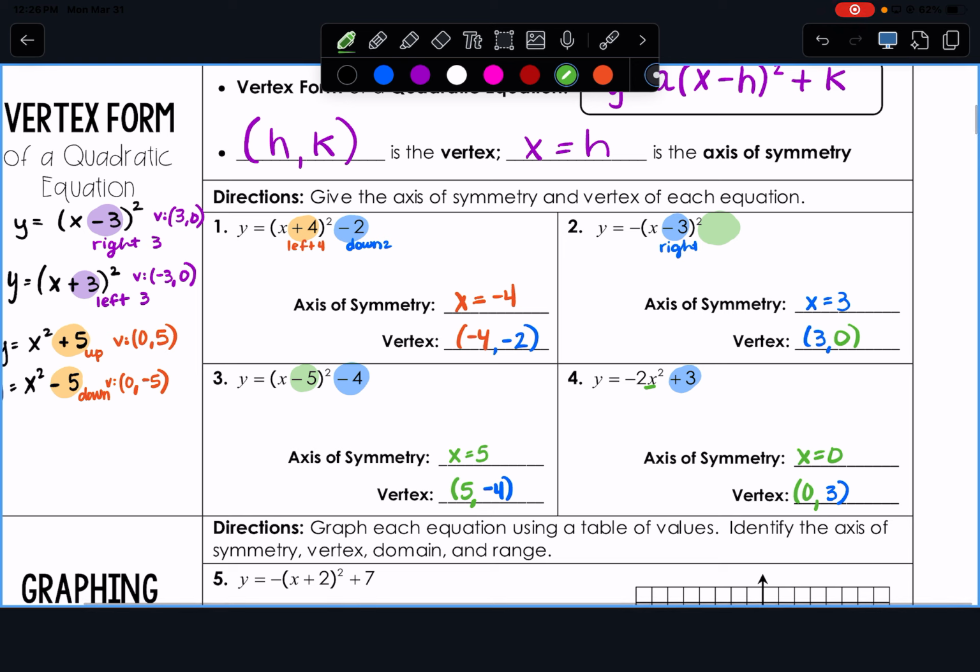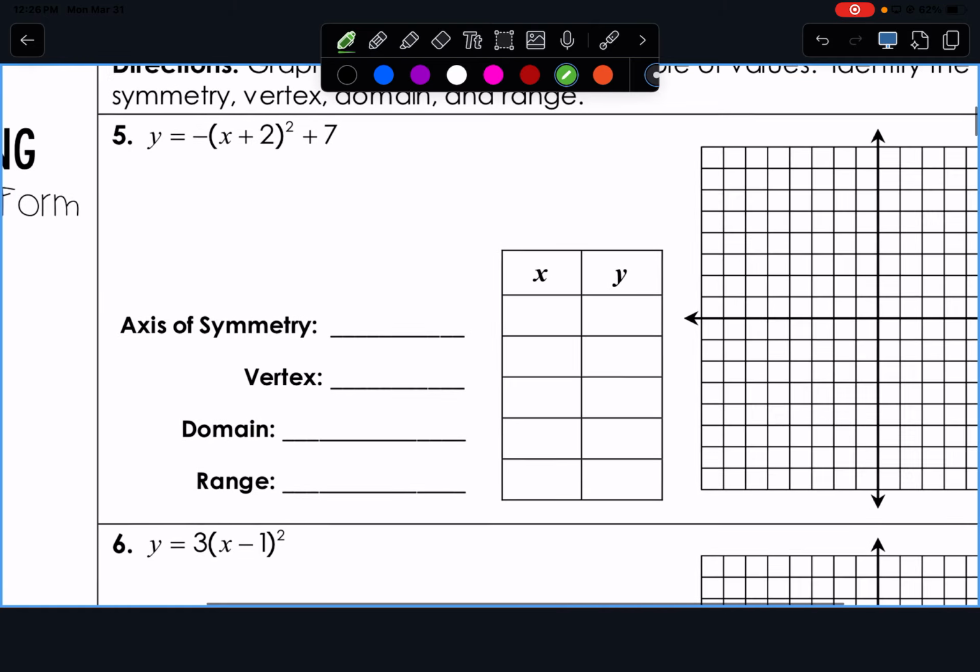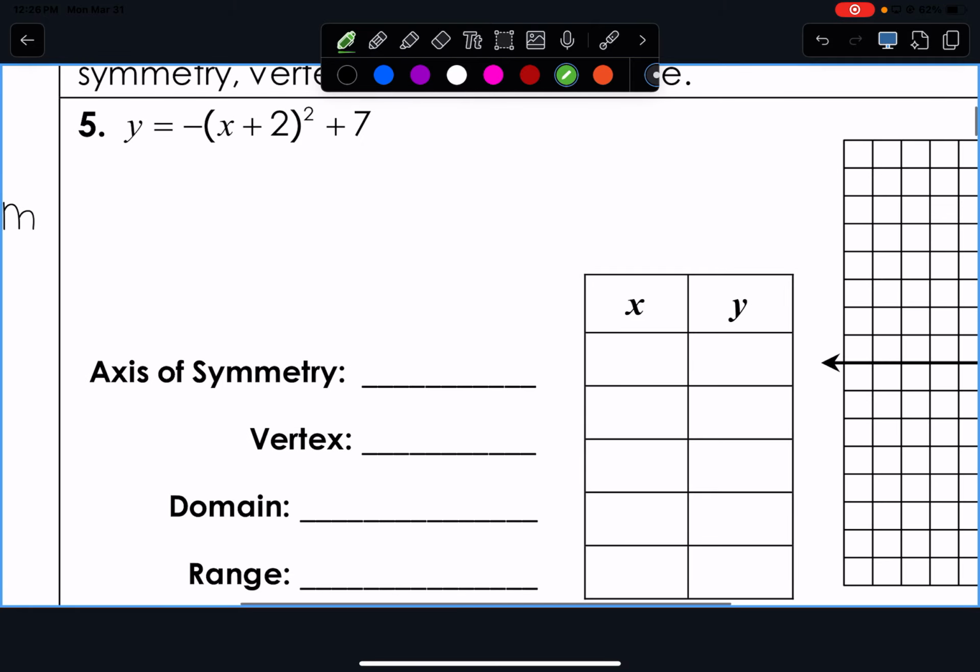All right, now we're going to look at graphing these. We're going to find our axis of symmetry and vertex, just like we did on those 4, and then graph like we did last week. So for number 5, -2, 7, because we have a +2 and a 7. So that's going to go to -2, comma 7, and x equals -2 is our axis of symmetry.